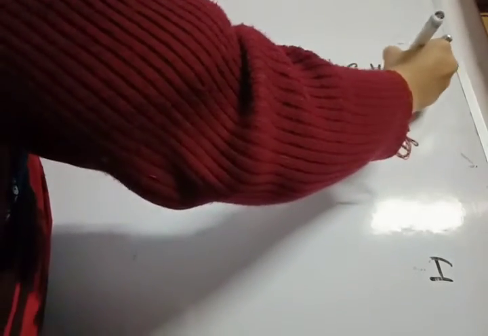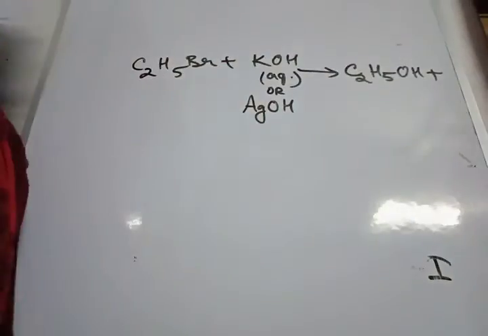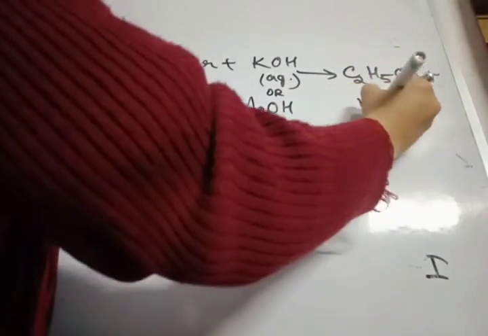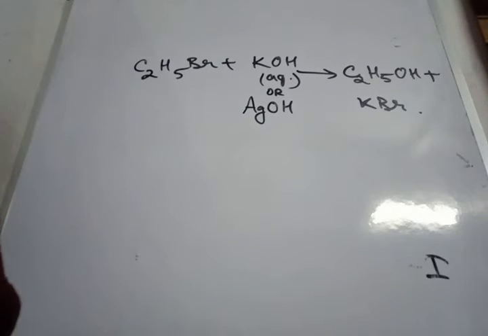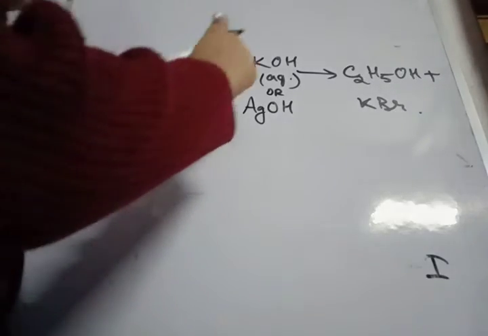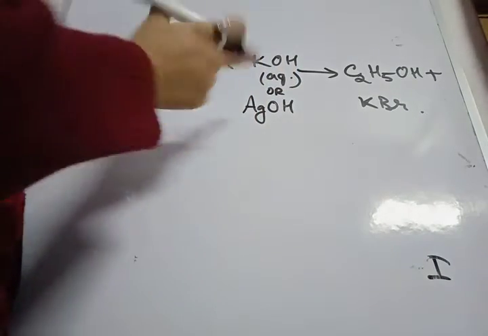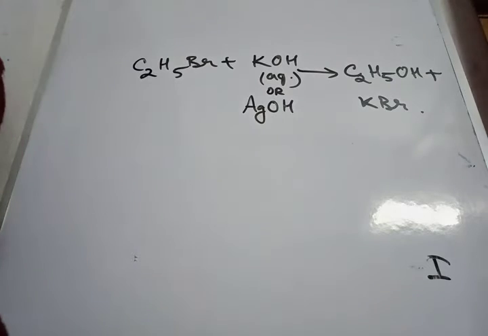Respective alcohols. So in this case, C2H5OH plus KBr. This is hydrolysis reaction. Okay, next, this was substitution of halide ion by the hydroxyl group. Both are nucleophiles, right? Br negative is also a nucleophile, OH negative is also a nucleophile, so they are getting just replaced. That is known as nucleophilic substitution reaction.